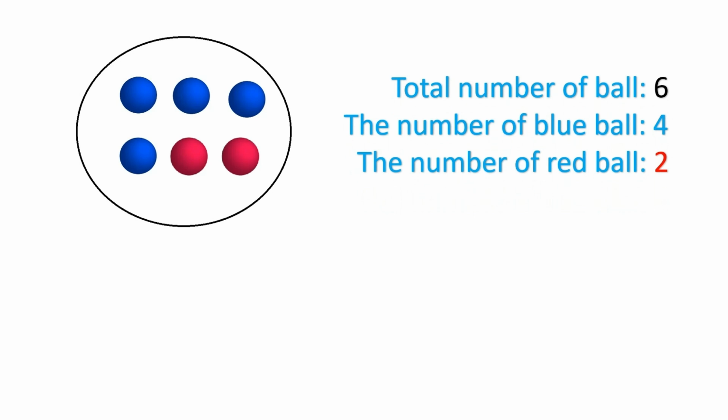Fractions can also be used as a way to represent the chance of a simple outcome in a given situation. In this case, we have 6 balls in a bag, 4 blue and 2 red. If we pick a ball from the bag randomly, what's the chance of getting a blue ball or a red ball? The denominator represents the total number of balls, which is 6 here, and the numerator is the number of balls of each color. So for blue balls we have 4, and for red balls we have 2.